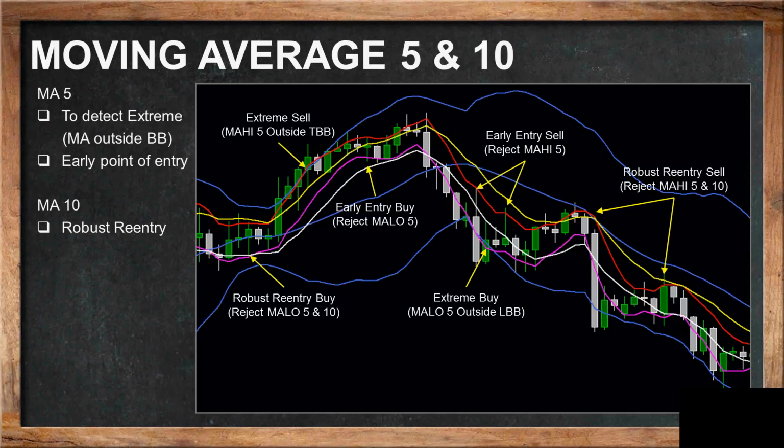So moving averages, MA5, has two functions. The first one is to detect extremes. Detecting extremes means that the MA is outside of the Bollinger Band, as shown over here. So you have extreme sell at the top, and also you have extreme buy at the bottom. Correction, extreme buy at the bottom.